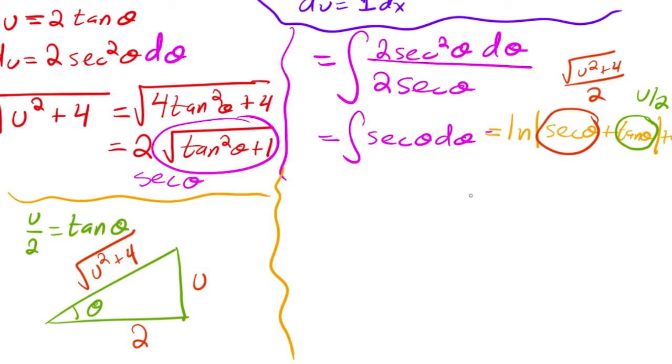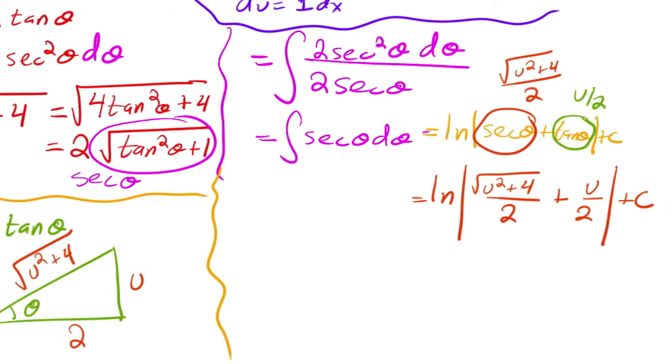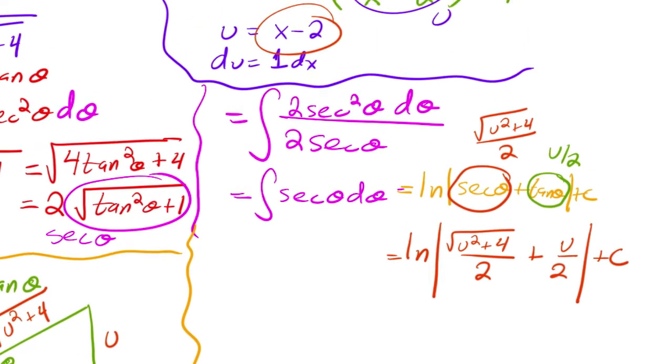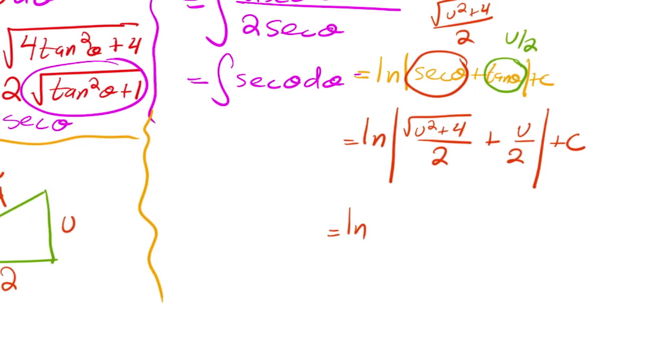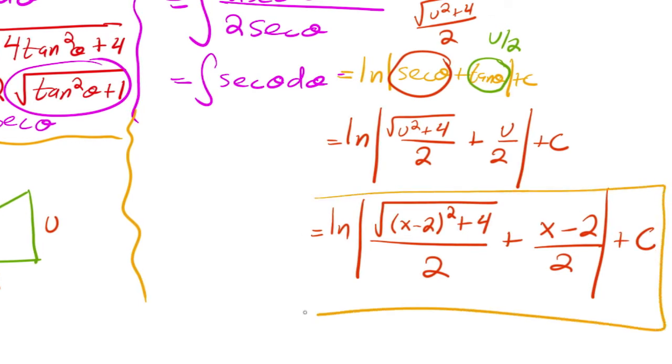Okay, so then this is going to equal the natural log of the absolute value of the square root of u squared plus 4 over 2 plus u over 2 plus c. Okay, but then we have to go back to what u is equal to. Remember that u is equal to x minus 2, so we need to substitute that back in there. So then this is going to equal the natural log of the absolute value of the square root of x minus 2 squared plus 4 over 2 plus x minus 2 over 2 plus c. And that's it.